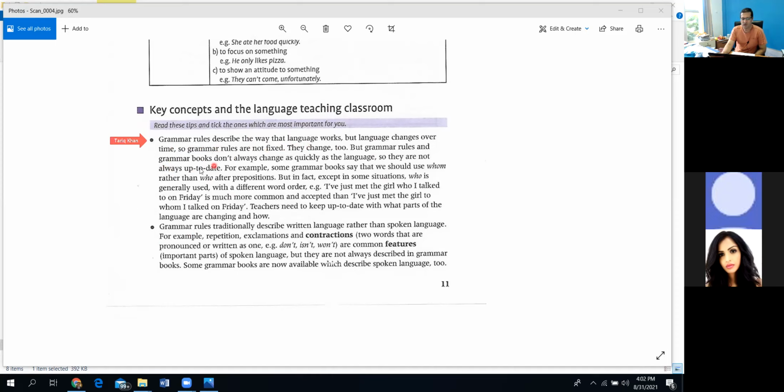But language changes over time, so grammar rules are not fixed. They change too. But grammar rules and grammar books don't always change as quickly as the language, so they are not always up to date. Now, what happened here? Grammar rules describe the way language works. How the language functions, we understand by the grammar. It tells us how this language is working.